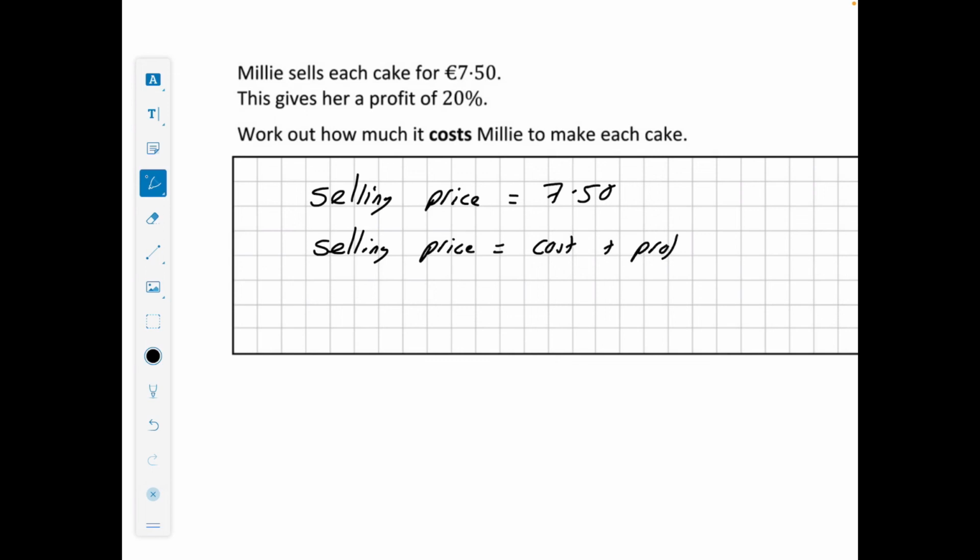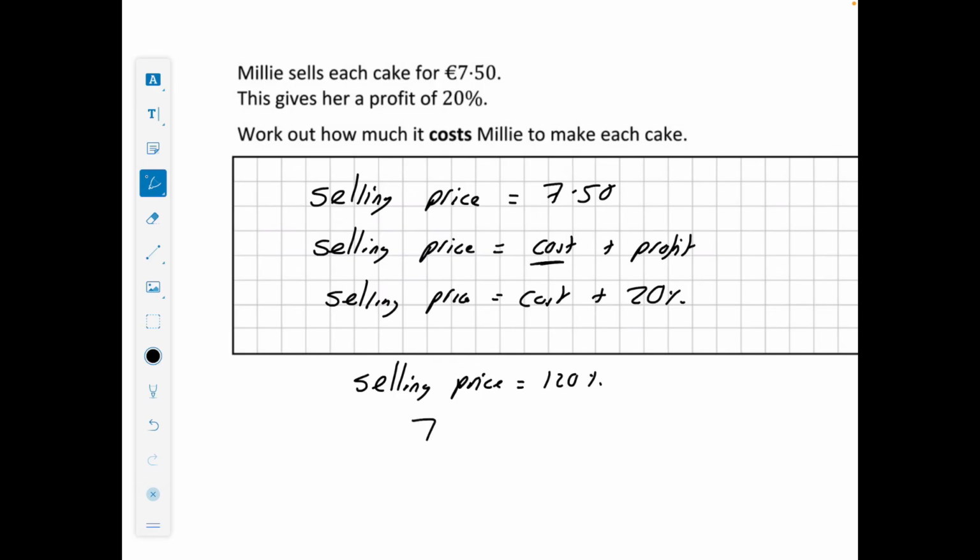Now what my selling price is, it's the cost plus the profit. So we're expecting the cost of each cake is going to be less than $7.50. Now what we're looking for is the cost price. So the selling price is the cost plus 20%. Now, what she actually sold it for then is 120%, because she sold it for the cost price and then added on 20%. So that would be 120%.